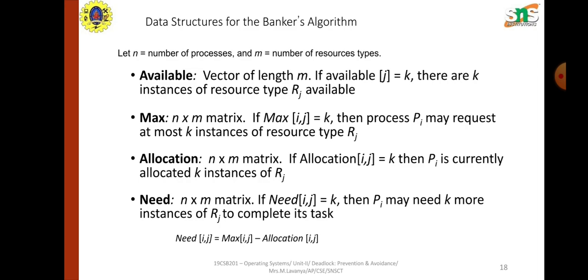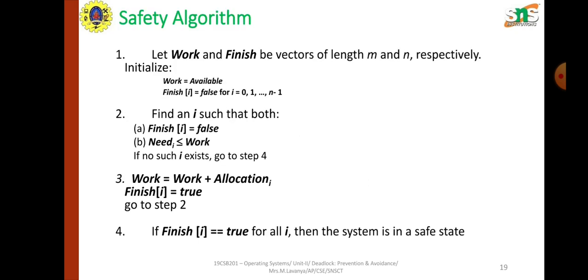Banker's algorithm consists of available, maximum, allocation and need. The available matrix consists of the resources which are available to be allocated to the processes, and maximum is nothing but the number of instances which the process needs for execution at its maximum. Allocation is how many resources are currently allocated to that process, and need is how many resources are further needed by that process for its execution. That is, need is maximum minus allocation, which gives the need matrix.